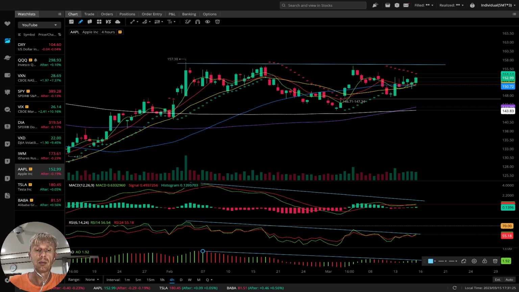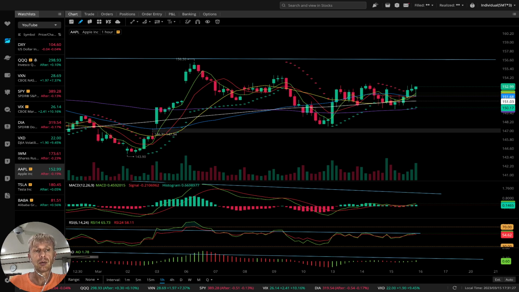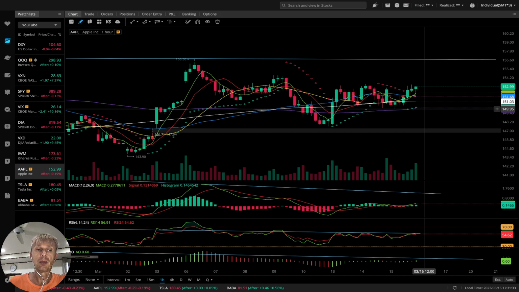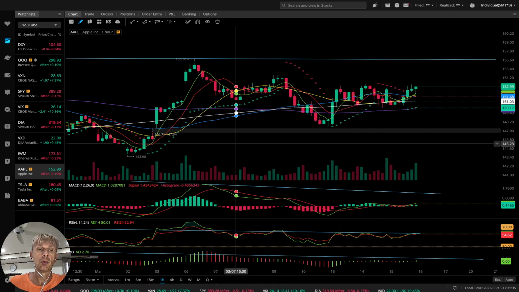On daily, still positive also. On 1 hour, it is bullish also on all indicators. Apple is bullish on all time frames.